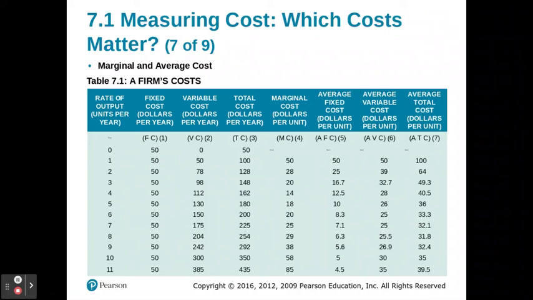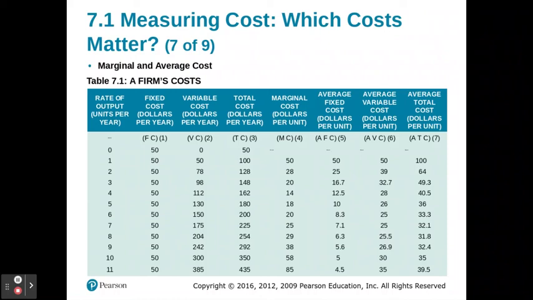At quantity 0 of output, right here, you can see that the variable cost is 0. Column 1 plus column 2 equals column 3, total costs. So in this case, variable cost is 0 at quantity 0. Now, in columns 4 through 7 at quantity 0, it's basically undefined. We don't have to worry about anything because either we're dividing by 0 or there is no change.